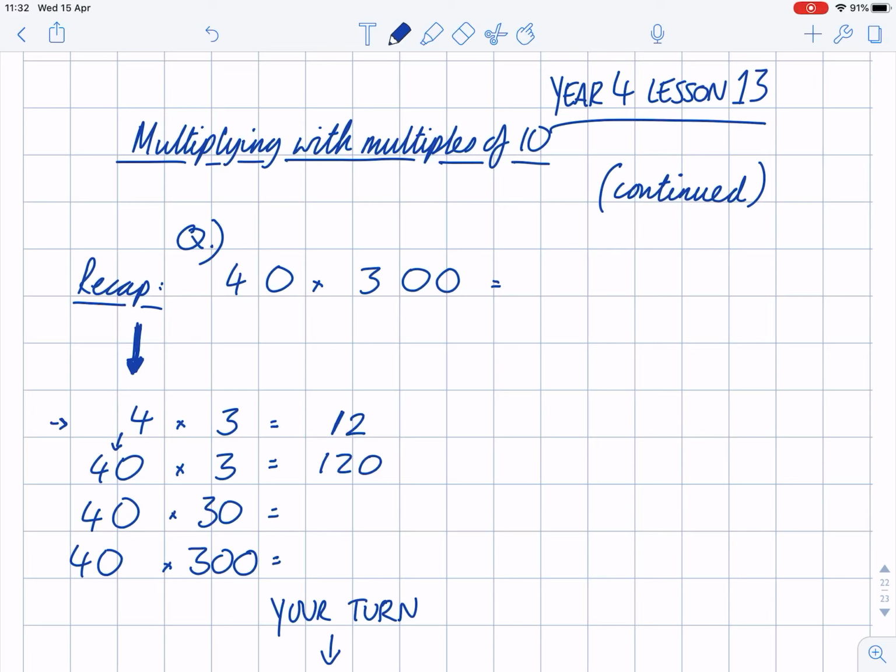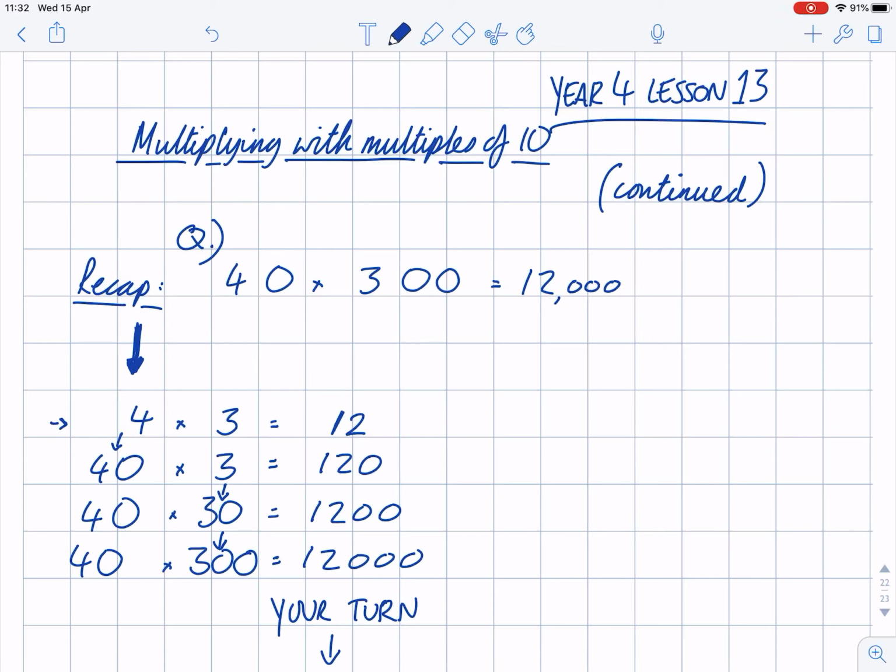This time I've kept my 40 the same, and I've made my 3 10 times larger to get 30. So again, my answer becomes 10 times larger. So you should be able to see the pattern now. And then the last one is the actual question. My 40 stays the same because that's in the question, but my 30 becomes 300. So again, I've made it 10 times bigger. So I need to make my answer 10 times bigger. So my answer is 12,000.